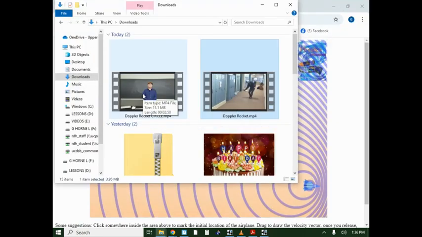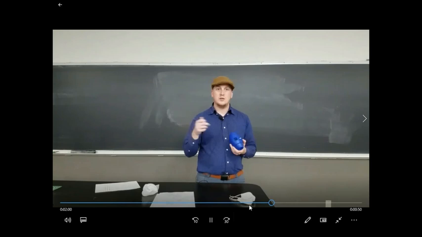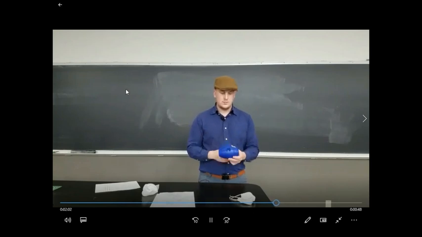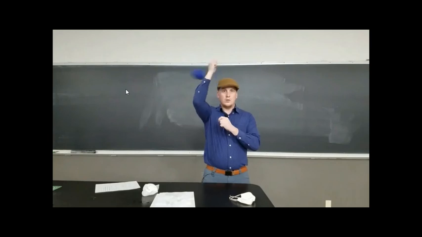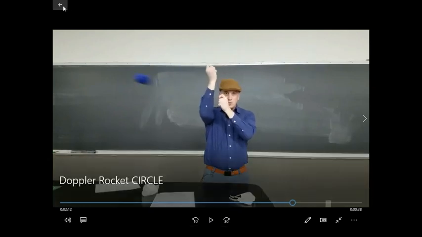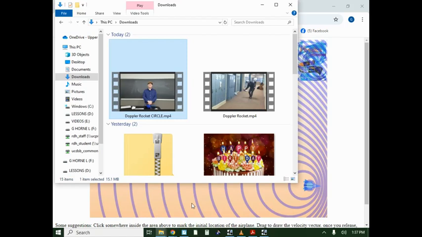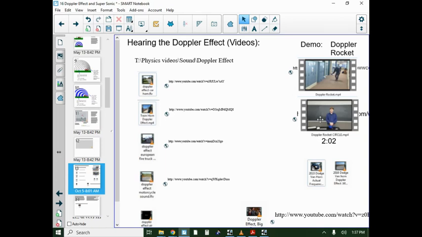And then the Doppler rocket circle is a little harder to visualize what's going on if I just show this, but it works to where at the 2:02 mark here, he stops yapping, and here we go. So there's the sound it's making. So what you're hearing is the frequency going higher and lower as it's going towards you and away from you. Okay, so it's the Doppler effect. So those are good.